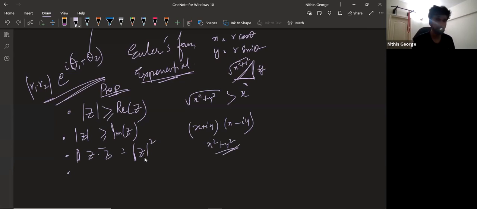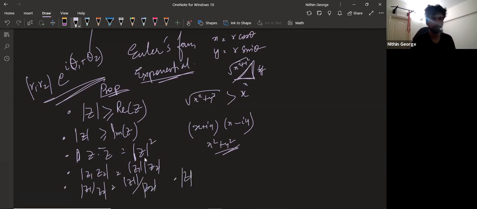Next, I can write modulus of z1 into z2 as mod z1 into mod z2. You can use exponential form later to confirm all of this. Mod of z1 by z2 can be written as mod z1 divided by mod z2. Mod of z power n can be written as mod z, the whole power n. Please note these properties down.